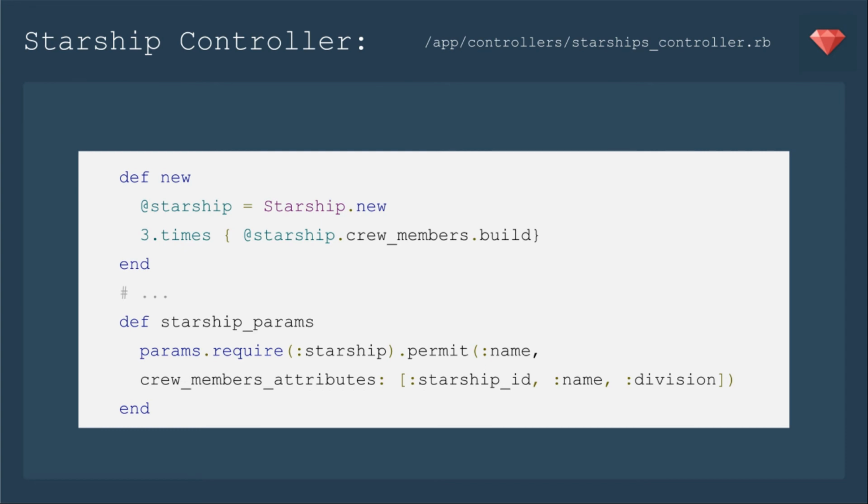And then remembering that we need to whitelist the attributes down in Starship params method, we need to add crew members attributes and then each attribute that's going to be in the form. You'll notice that Starship ID is one of these attributes, even though it wasn't explicitly put into the form. That's the great part about the fields for nested forms. It will add the Starship ID as a hidden field in the form that needs to be whitelisted in order to be saved with the new object.